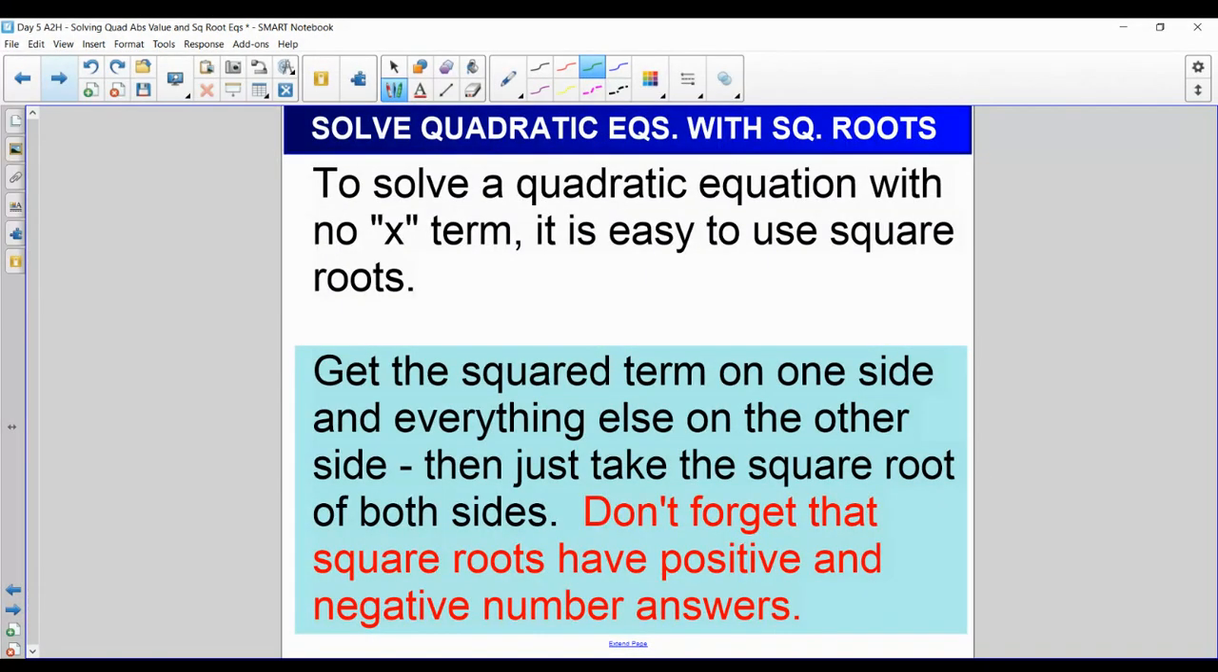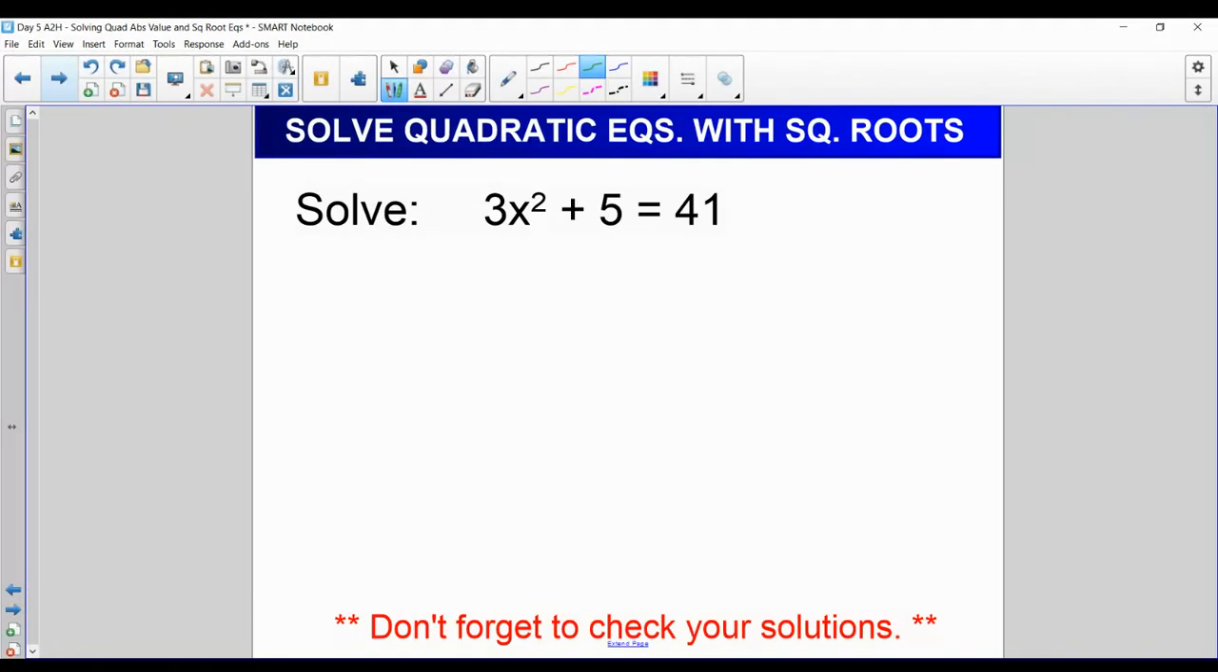So the one thing that we've got to remember when we're solving quadratic equations with square roots is that once you get the squared term on one side, get everything else on the other side, then all you have to do is take the square root of both sides. But you have to remember that square roots have positive and negative number answers. So let's do a couple examples.